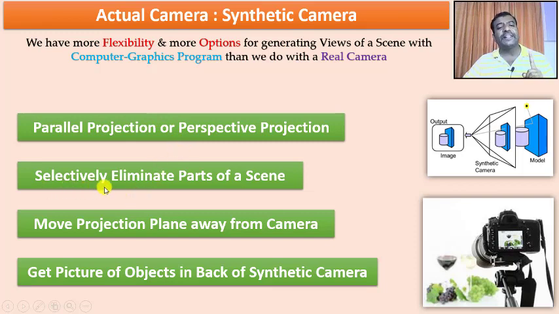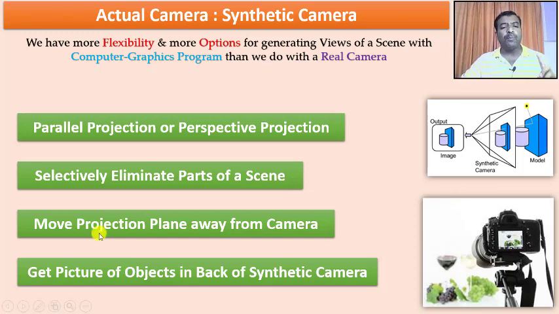The other is that we can selectively eliminate part of a scene. If you're using an actual camera, you cannot selectively eliminate. Whatever you focus on, and whatever objects are in the scene, all of those will be part of the scene. I'm going to focus on 10 objects right now, and out of those 10 objects, if I want to remove an object from the scene, it's not possible. But with a computer graphics program and a synthetic camera, I can use a technique and remove one object, keeping the other 9 objects intact.